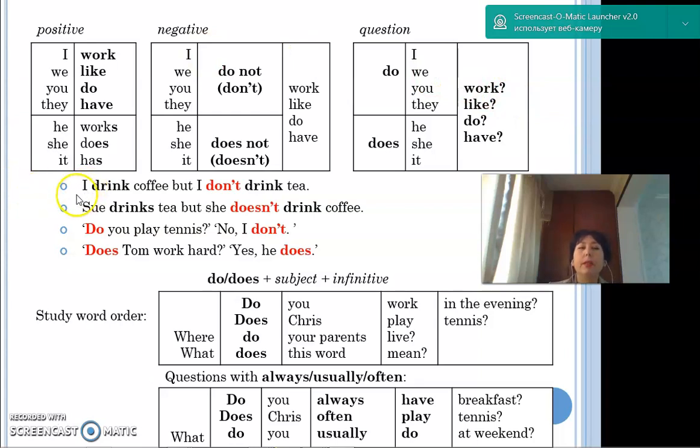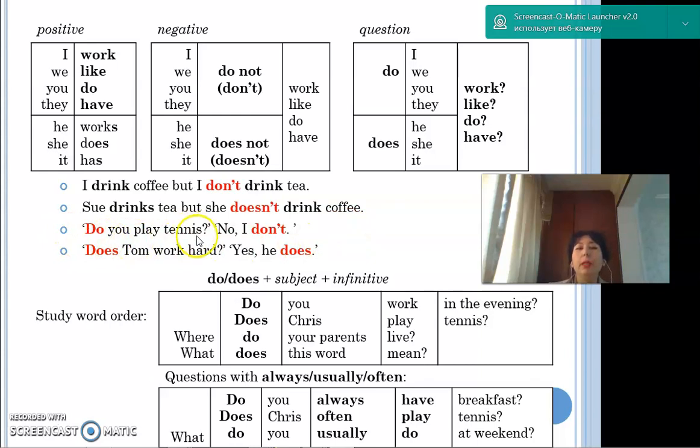So let's look at examples. I drink coffee, but I don't drink tea. We use don't in negative. She drinks tea, but she doesn't drink coffee. After doesn't, we use just drink, not drinks. In positive, we use s. In negative, doesn't drink. Not don't drink, we use doesn't drink.